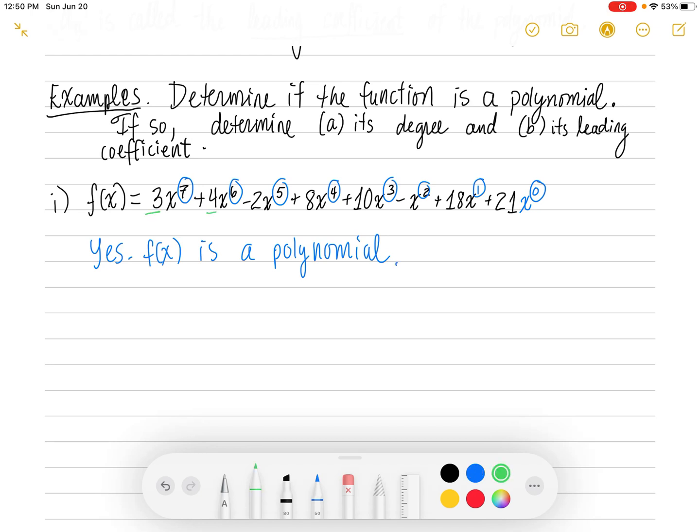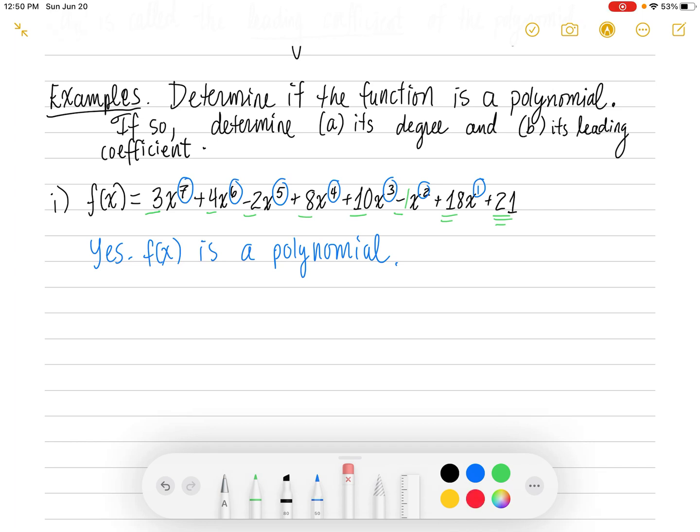And it has all these coefficients, right? 3, 4, negative 2, 8, 10. This would be negative 1 right here, 18. And then it has a constant of 21 on the end. That's called the constant term. That's the one where you don't actually see a variable on the end, but you can construct a variable and call it x to the 0 right there if you wanted to. Okay, now what's the leading coefficient?